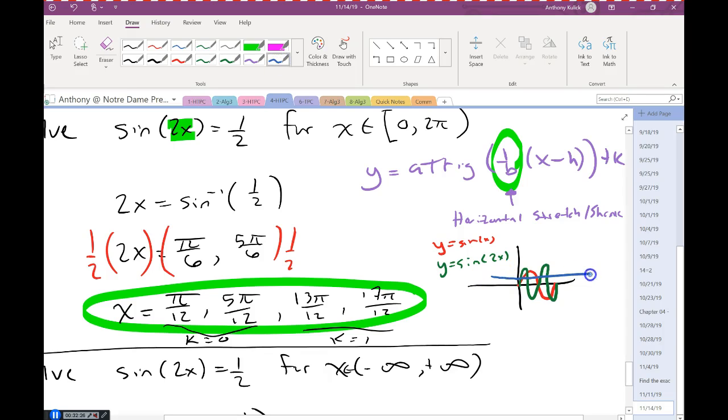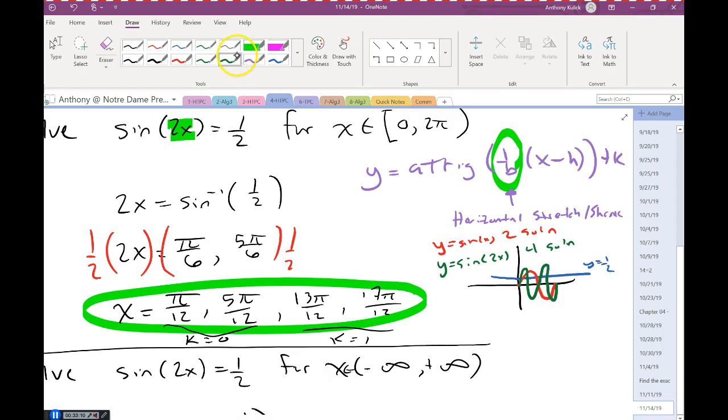So if this is the line for y equals 1/2, notice the red has 2 solutions, right? There's 2 places that intersect that blue line. And the green has 4 solutions, right? Everybody can kind of see that graphically. So because that coefficient is causing a horizontal stretch or shrink, you're going to either get more solutions than you anticipated or fewer solutions than you anticipated if there is no transformation in that regard. Does that make sense to you guys?